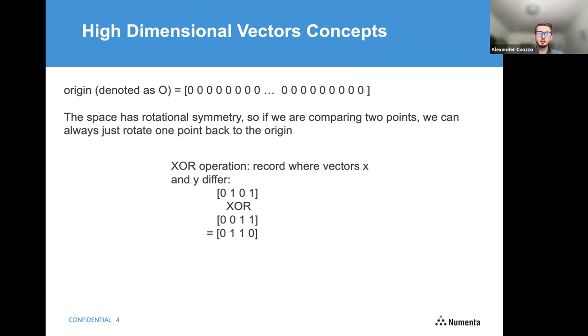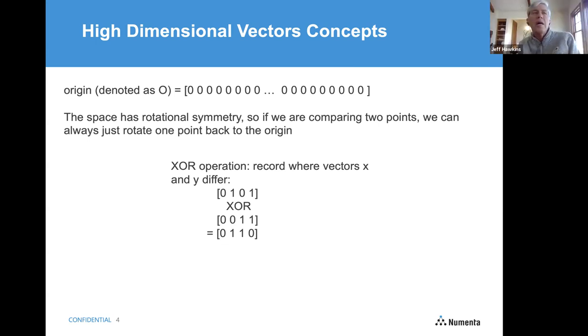Yeah. So what I'm building up to is the idea that distance does not depend on where you are. So I'll get to this in a few slides. And I think the motivation behind this rotational symmetry will be easier when I talk about distance. But if you're taking the distance between the point and the origin, it's the same as taking, basically, if you want to take the distance between two random points, you can rotate one of them back to the origin and take the distance from the origin to the rotated point.